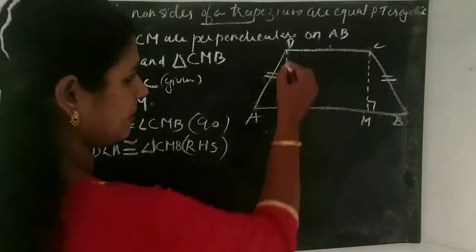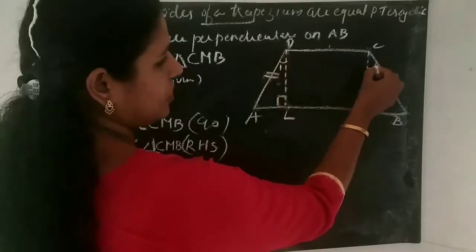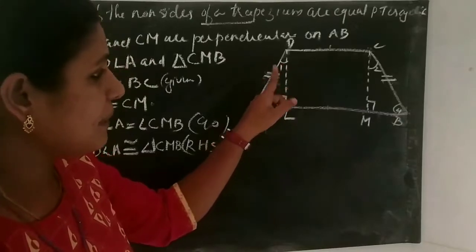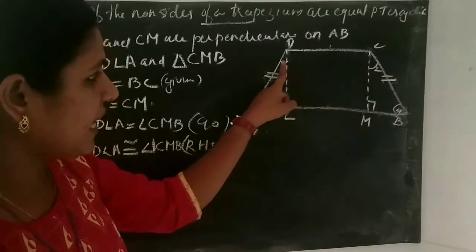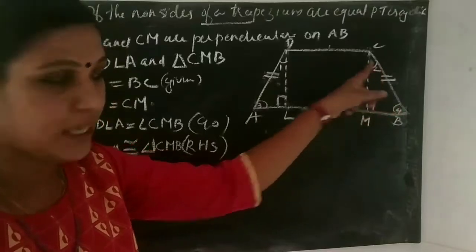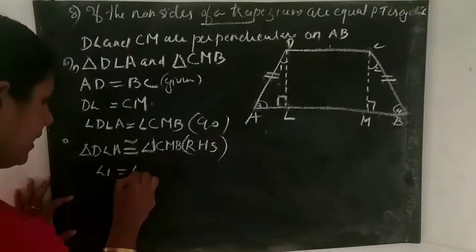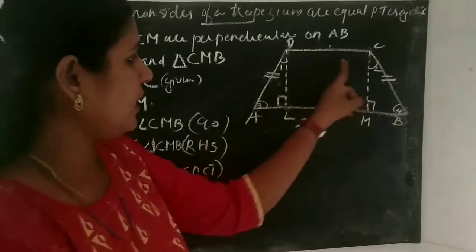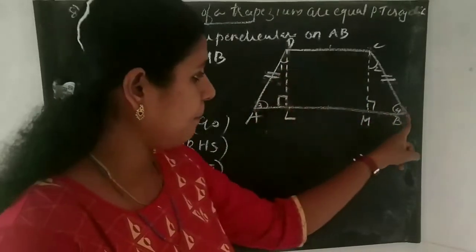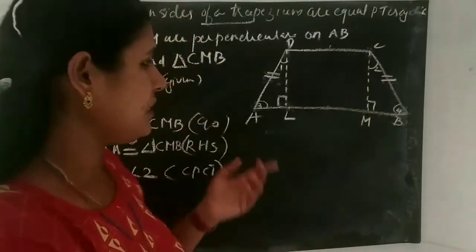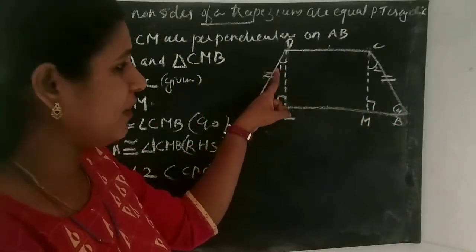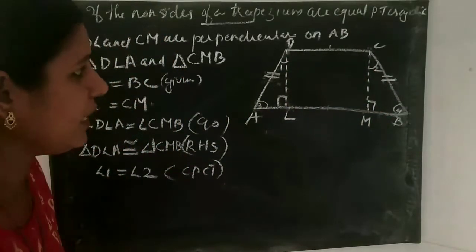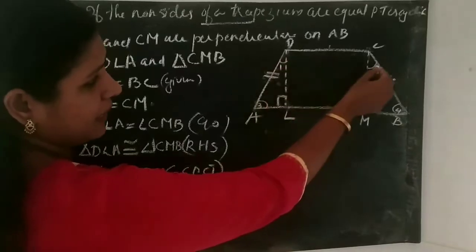Then by CPCT, this angle is 1 and it is 2. This is 3 and it is 4. And here by CPCT we can say that from these two triangles, angle 1 equals angle 2. If you need, instead of this you can write ADL and BCM. For simplicity I can put here angle 1 and it is 2. So angle 1 equals angle 2 by CPCT. Okay, now we get angle 1 and angle 2 are equal.